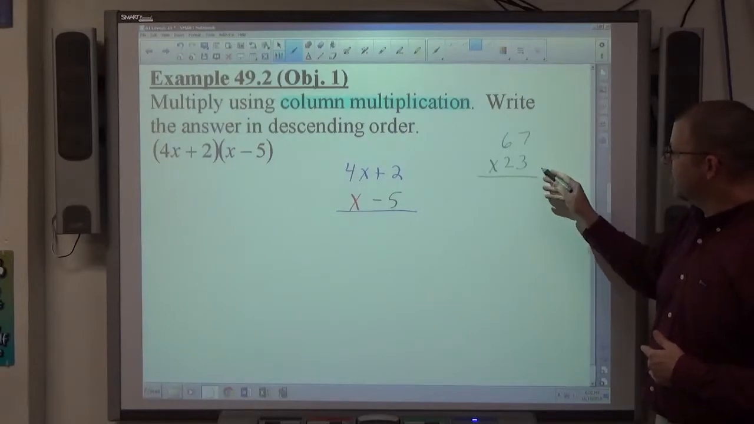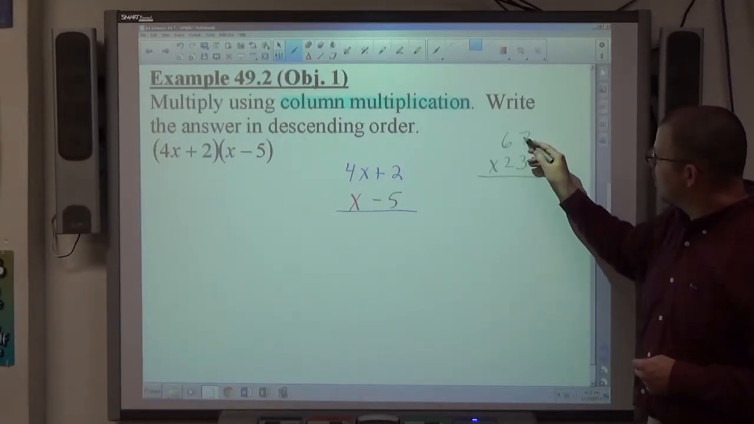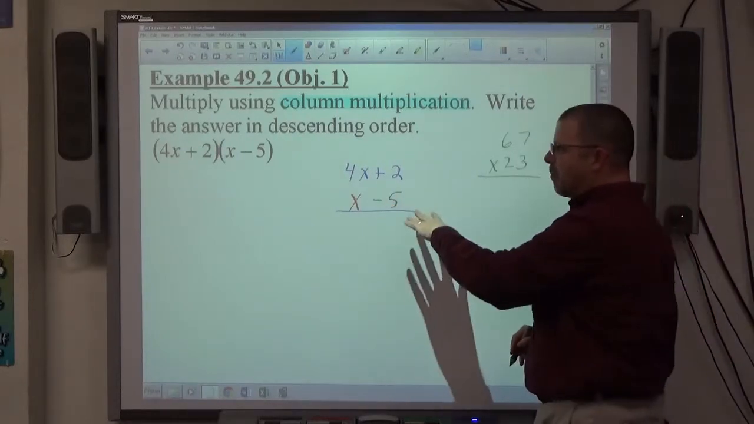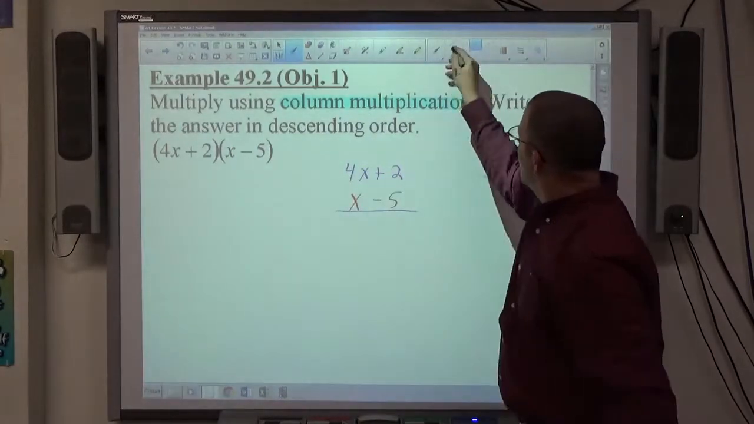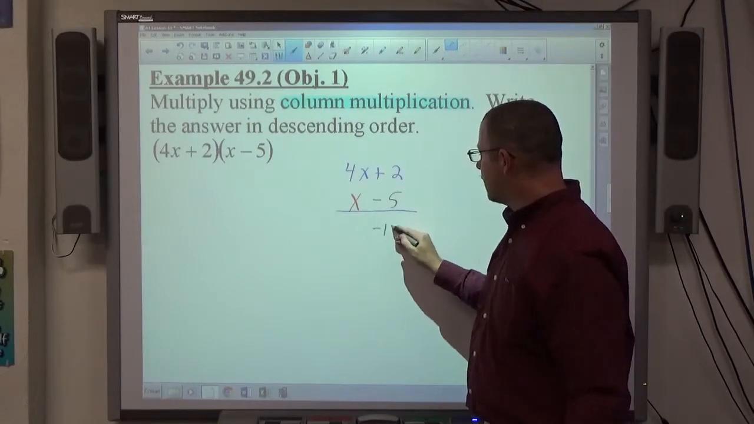If I did this like I did in like 5th grade, I take this 3 times this 7 and this 6, and I take the 2 times this 7 and this 6, and so on. That's all that's going to happen here. Think of this as like digit 1, digit 2, digit 1, digit 2. First, I take negative 5 times positive 2 is going to be negative 10.